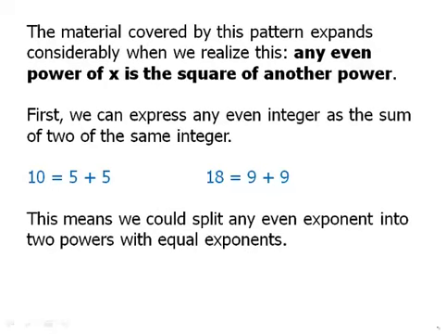But what this means is we could split any even exponent into two powers with equal exponents. So for example, if we had x to the 10th, we can of course write 10 as 5 plus 5, and x to the 5 plus 5 would be x to the 5th times x to the 5th. So this is the sum of the exponents rule. And of course, x to the 5th times x to the 5th, anything times itself, is x to the 5th squared. And so this is how we would write an even power as the square of something.